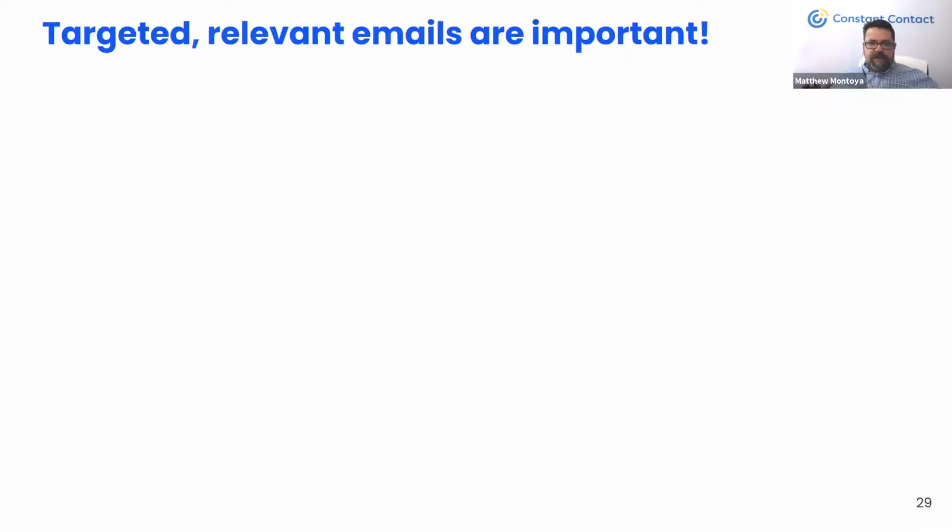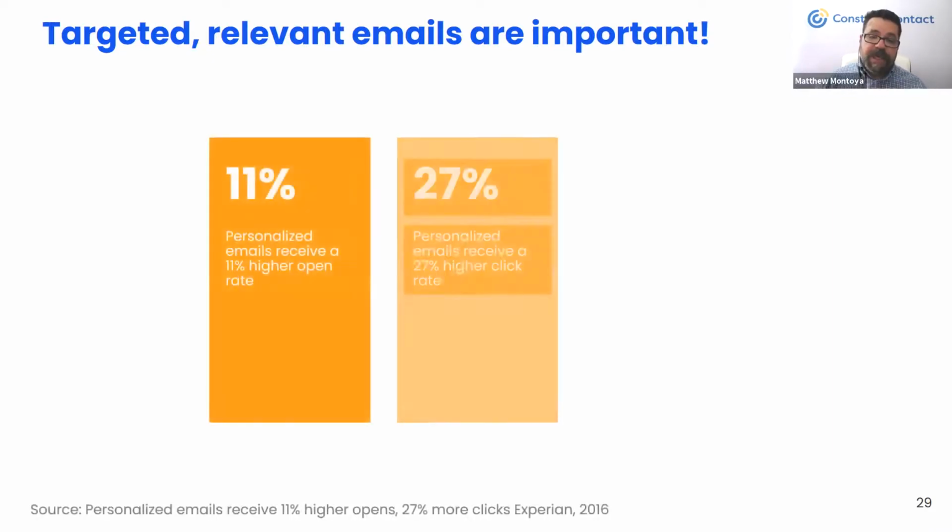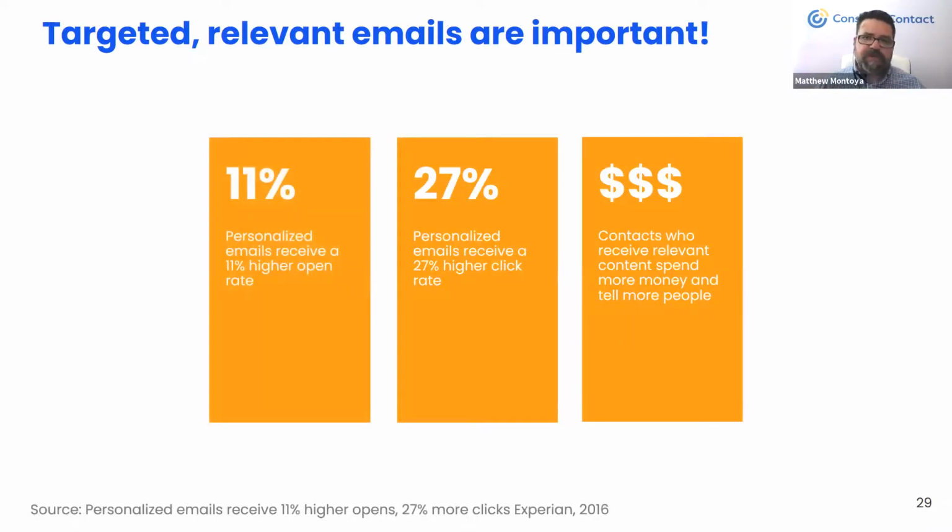So the idea here is keeping our content relevant. Personalization is really about having content that's as relatable to your subscriber as possible. The reason you want to think this through is because the engagement rate is higher. Personalized emails receive an 11% higher open rate than non-personalized emails. That's specifically talking about subject lines. Personalized emails receive a 27% higher click-through rate, and that's ultimately what we're really after.